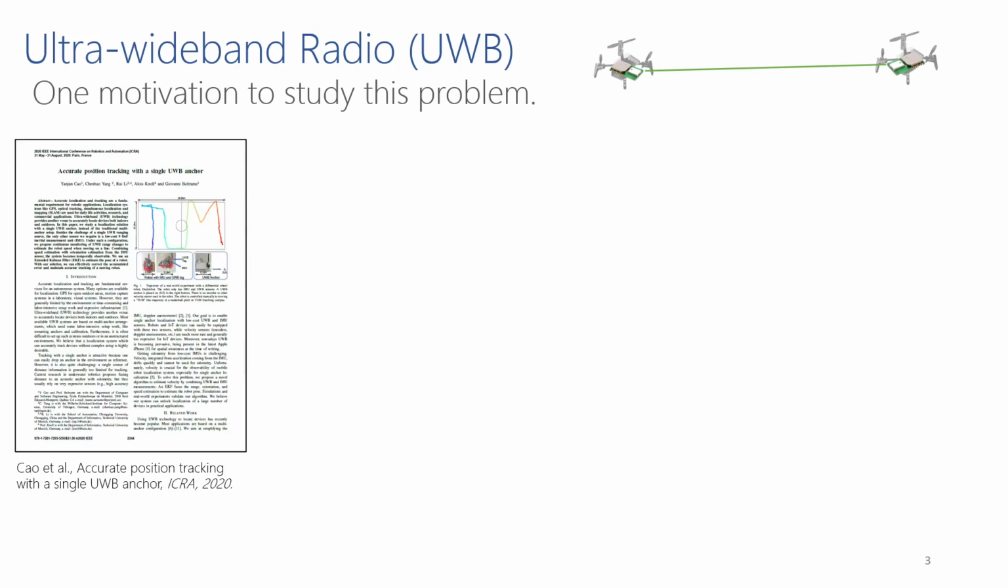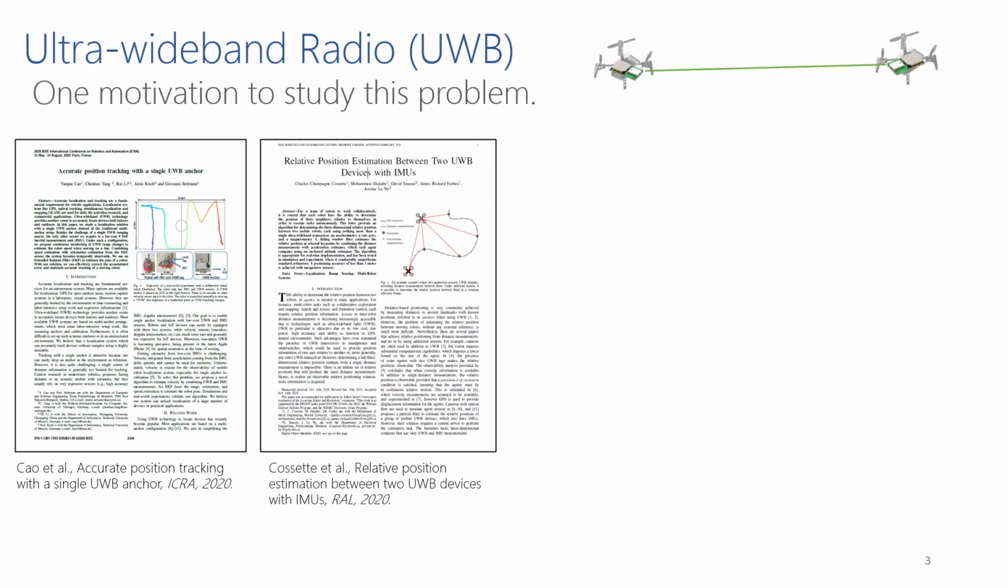For example, the work by Chow proposes an algorithm to estimate the position of a robot that possesses a UWB transceiver relative to a single other static UWB transceiver called a tag. In our own previous work, we study a similar scenario, but with two mobile agents instead of one.